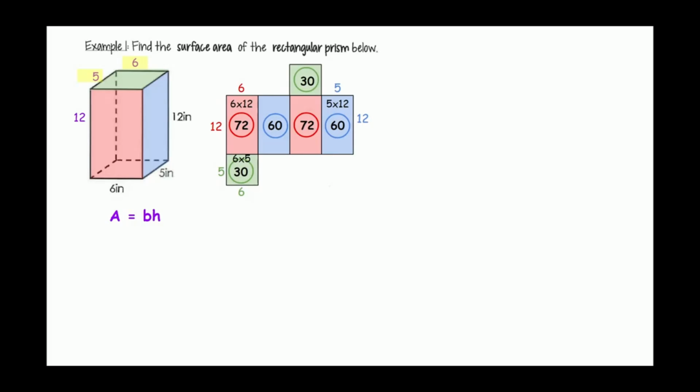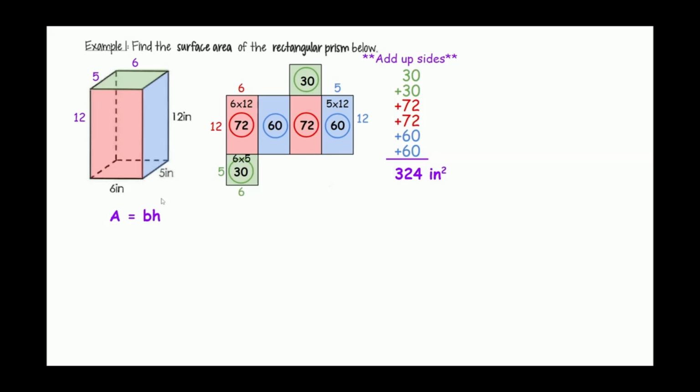Again, surface area is the area of all the sides added up. So what I'm going to do is add up the sides. So 30 plus 30 plus 72 plus another 72 plus 60 plus another 60. And if we add it all up, we should get 324 inches squared.